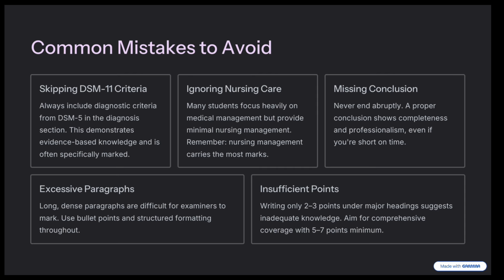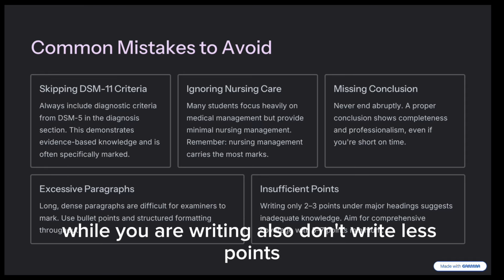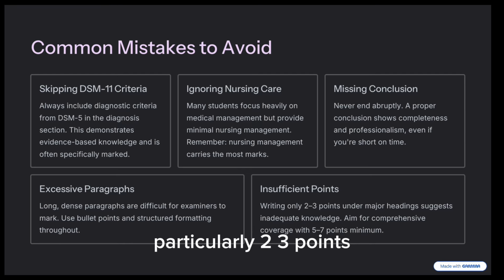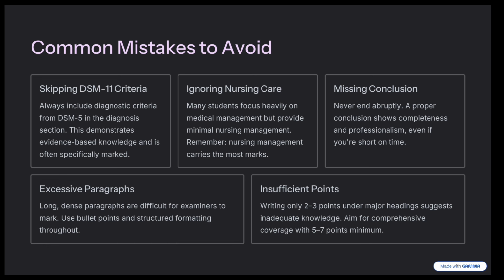Common mistakes to avoid: skipping ICD-11 criteria, ignoring the nursing care plan, missing conclusions, and excessive paragraphs. Don't write long or dense content. Try to minimize the content and write in points. Also, insufficient points: don't write too few points, particularly 2-3 points. Try to write more, at least 5 or 8 for non-disease conditions. If they're asking principles, you have to write at least 8 points.